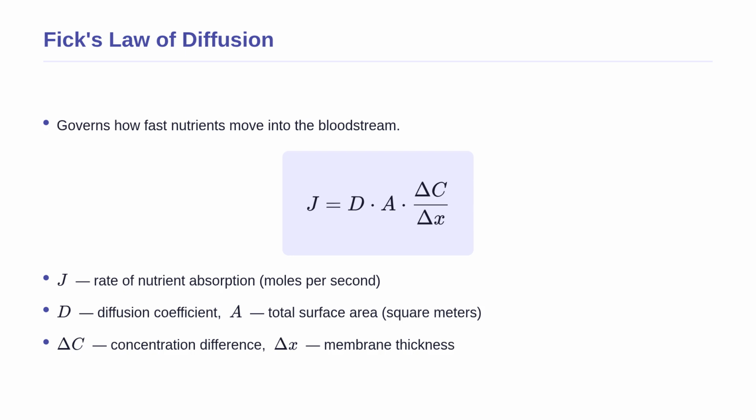J is the total rate of nutrient absorption in moles per second. D is the diffusion coefficient, a constant based on the specific nutrient. A is the total surface area in square meters. Delta C is the concentration difference driving the nutrients, and delta X is the thickness of the membrane. Physically, if the surface area A increases, the absorption rate J goes up dramatically. Conversely, if the membrane thickness, delta X, increases, the absorption process slows down.